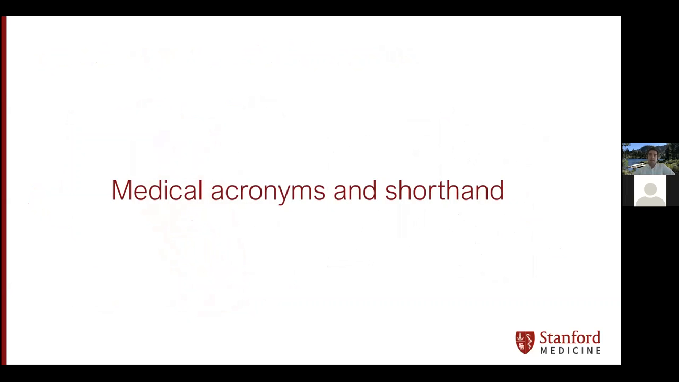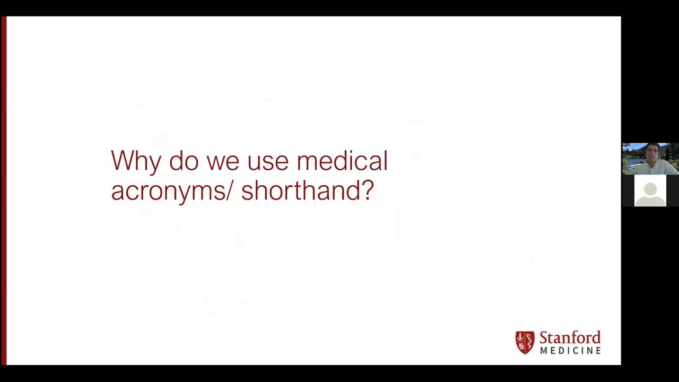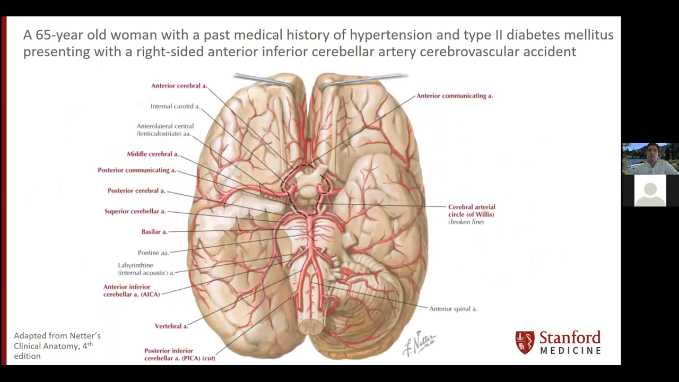All right, so with that, I think it's important to move on to medical acronyms and shorthand. So first off, why do we use medical acronyms and shorthand? I think this is a really good example. We already looked at the picture of the heart and we talked about how busy it is. So this is a 65-year-old woman with a past medical history of hypertension, type 2 diabetes mellitus, presenting with right-sided anterior inferior cerebellar artery cerebrovascular accident.